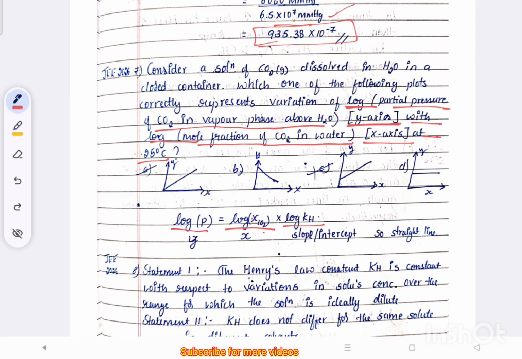This is normal Henry's law only. So log P is y-axis, this is pressure. Pressure of CO2 is y, and this one, mole fraction of CO2, is x-axis, then log KH will be the slope. So you will get a straight line. Where is the straight line here? This one. Henry's law, right? For Henry's law, it comes like this.